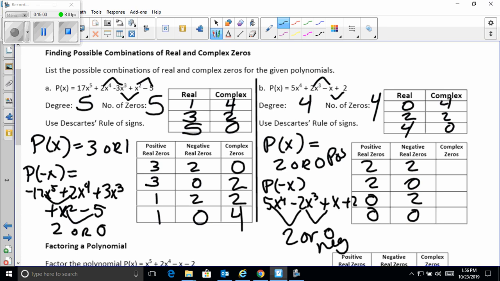And then I can determine how many complex. If I have 2 and 2, then I have 0 complex. If I have 2 and 0, then I have 2 complex. So I've got to have a total of 4. If I have 0 and 2, then I have 2 complex. And if I have 0 and 0, then I have 4 complex. So once we make that chart, we know what we should be looking for. So now we're going to put everything together.